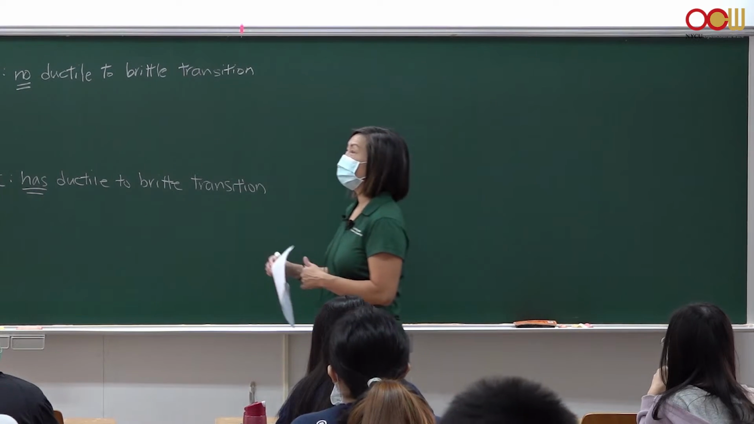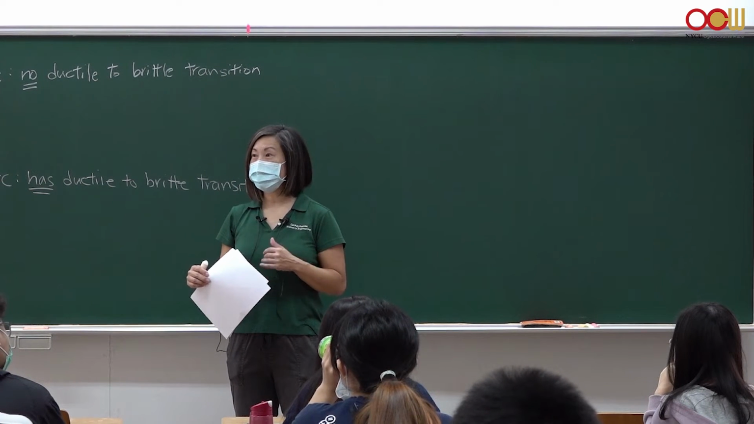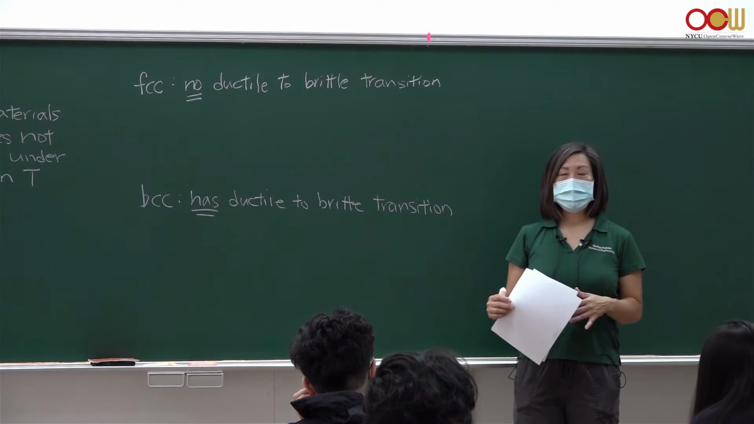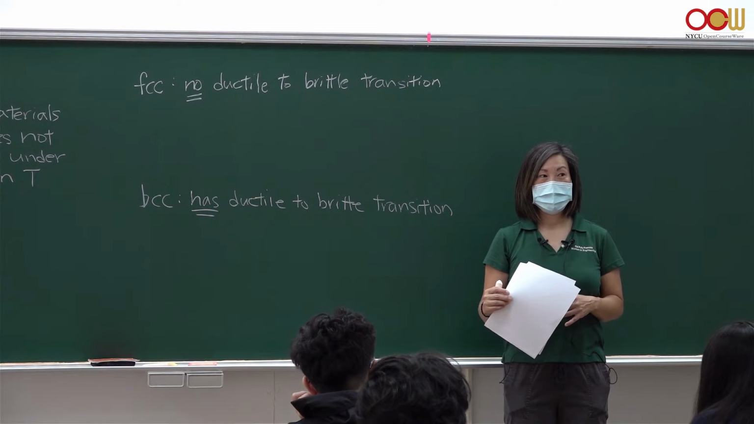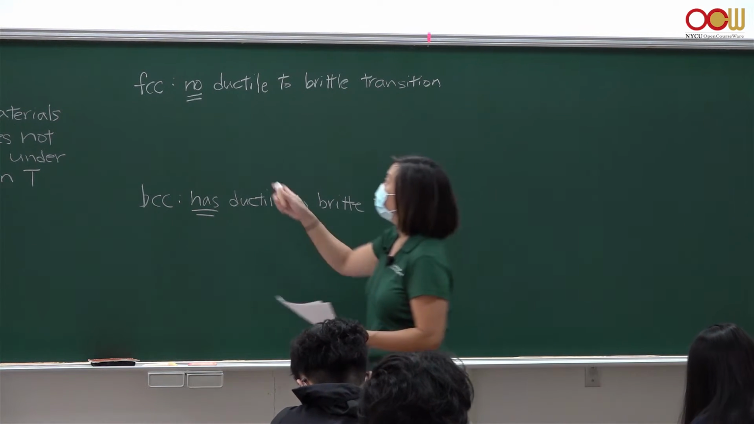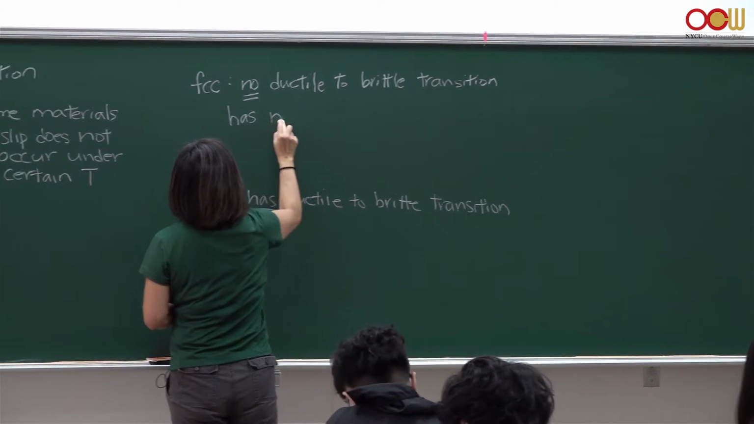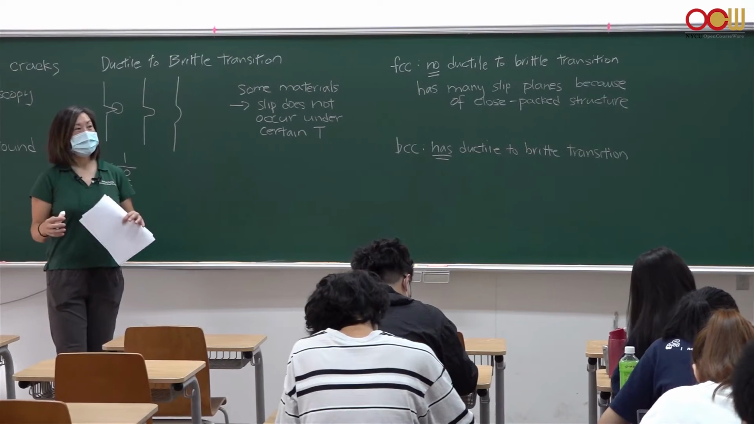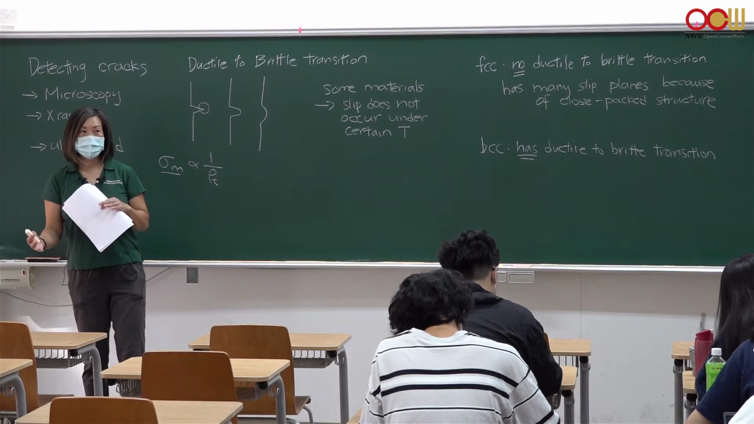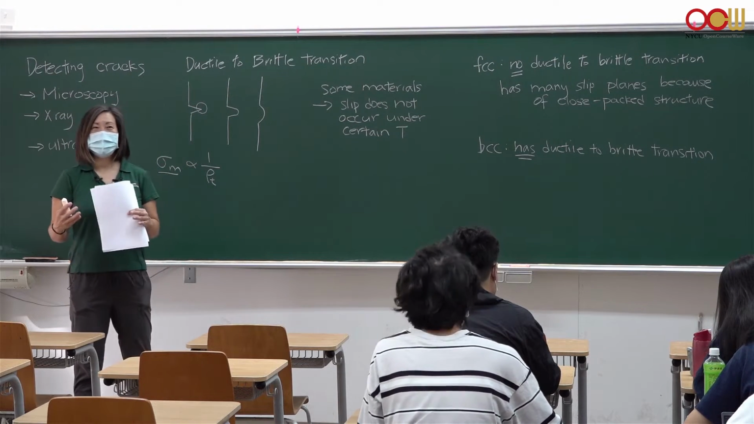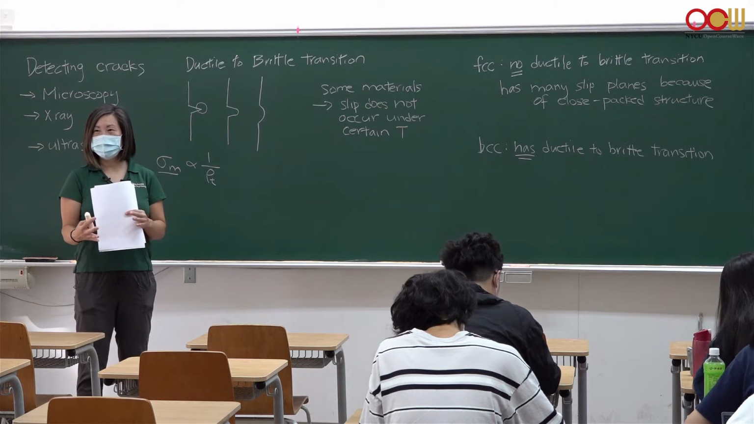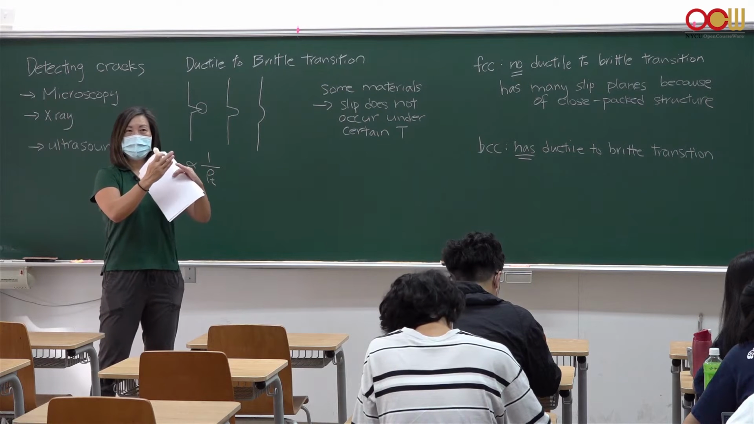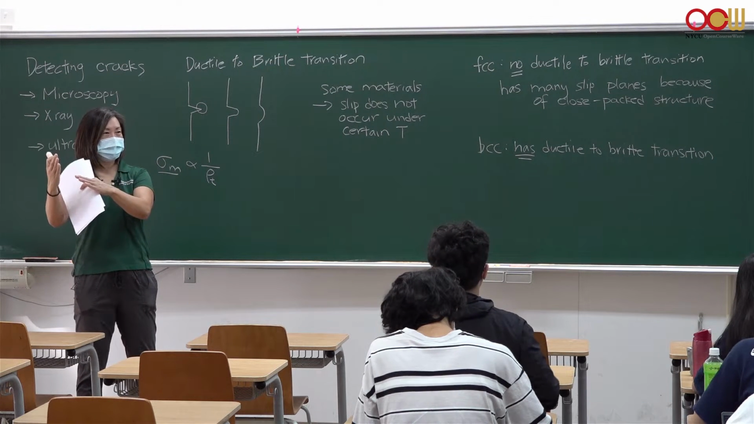That's exactly right. So we know that FCC is a close packed structure, right? And so the more closely packed, the more slip planes there are. So remember slip planes, so it has many slip planes because of its close packed structure. Slip is when dislocation can move. Dislocation movement is the breaking and reforming of bonds, right? A dislocation moves through a structure because it's breaking one bond, reforming another bond, breaking one bond, reforming another bond.